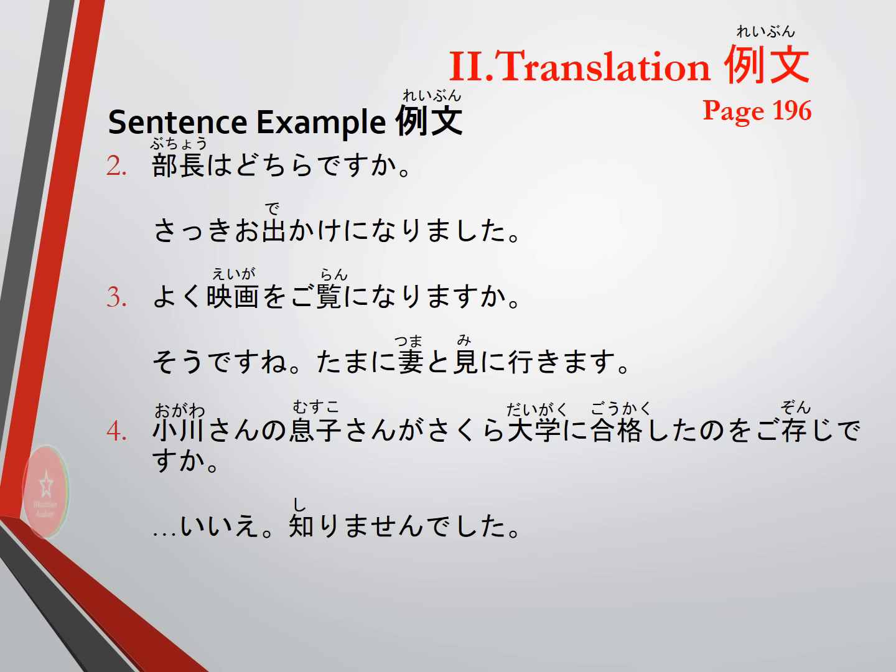Bucho wa dochira desu ka? Where's the department head? Saki odekake ni narimashita. Just went out. Notice here doko becomes dochira. This is the polite form of doko. Saki odekake ni narimashita. This is sonkeigo level 2, where you use o at the front. We use the short form of the verb dekake, and then ni narimasu. This is level 2 respectfulness, sonkeigo.